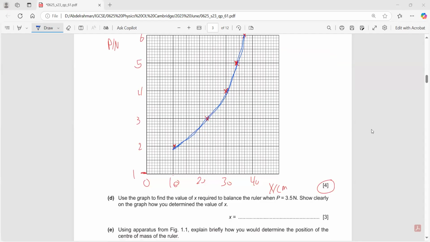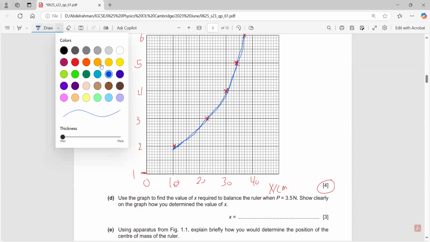Use the graph to find the value of x required to balance the ruler when p equals 3.5. Should I connect it to 0? No, you should not connect it to 0. This will not even reach 0 at all. Can I find x when p was 3.5? So from 3.5, let's draw a line. You have to show clearly on the graph that you have drawn a line.